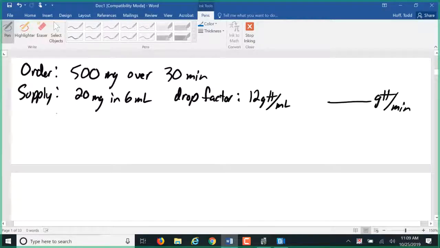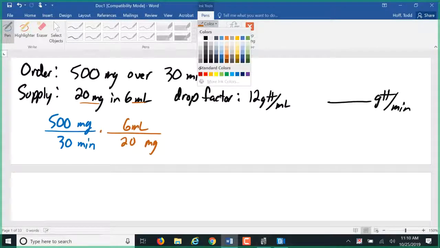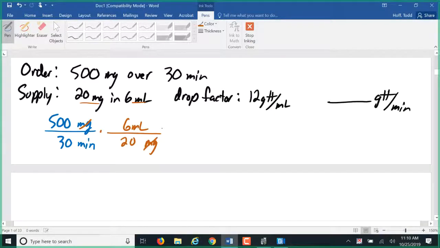Again, we'll start out with our doctor's orders. 500 milligrams over 30 minutes. Now, we have milligrams over minutes. We want drops over minutes. So the minutes are good. We're going to keep that. We just need to change the milligrams. Put milligrams on bottom to cancel out. 20 milligrams in 6 milliliters. Cancel out the milligrams. Need to get the milliliters now to drops. So we're on to the drop factor. 1 milliliter is equivalent to 12 drops.